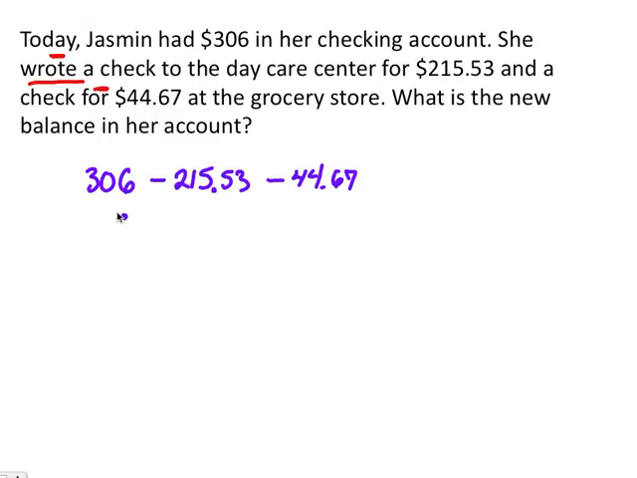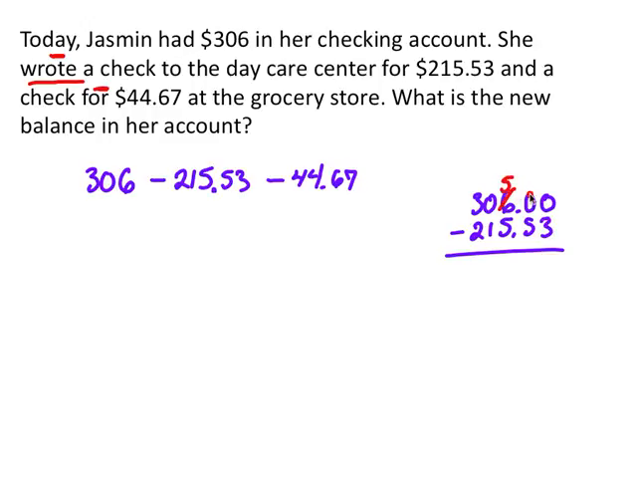So we need to subtract these two, 306 minus 215.53. We're going to do this out here by hand because you should know how to set up a subtraction problem with decimals. You should line up your decimal points and add zeros if needed to make sure you have the same number of decimal places. And so you can see we can't subtract 0 and 3, so that means we need to borrow here.